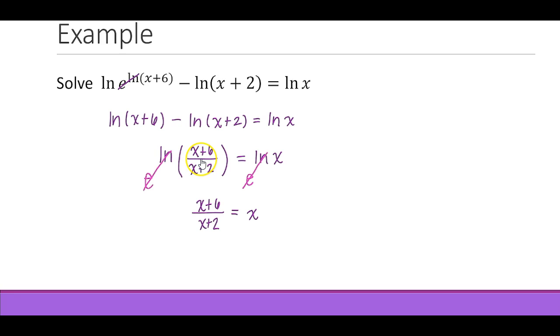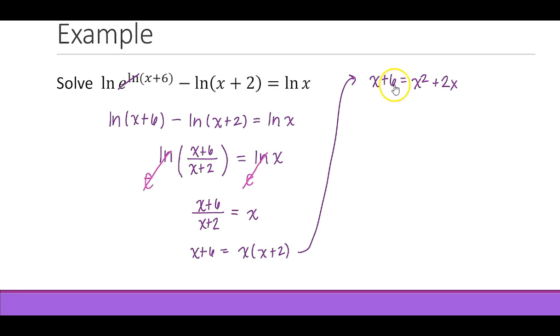It's like understanding if you have an equation, the only way the left side can equal the right side, if they're both ln, is if their insides are equal to one another. So now we're solving this equation here, which we can solve by cross-multiplying or thinking about multiplying the x plus 2 to the side with the x. So I have x plus 6 equals x times x plus 2. And I'm going to go ahead and move this work. So I have x plus 6 equals x squared plus 2x.